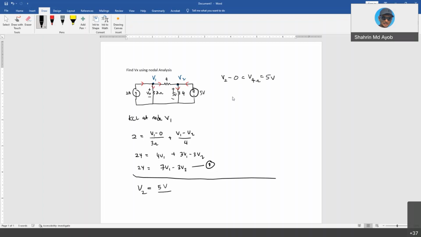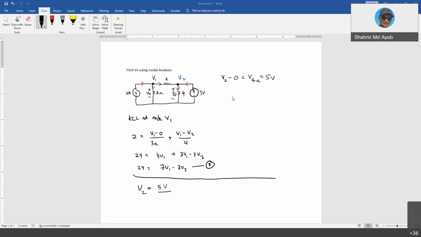Right? So no need to do the KCL because your V2 is already known, because V2 is connected directly with the voltage source. So if you have a circuit where the node is connected directly with a voltage source, just use the value of the voltage source as your node voltage.